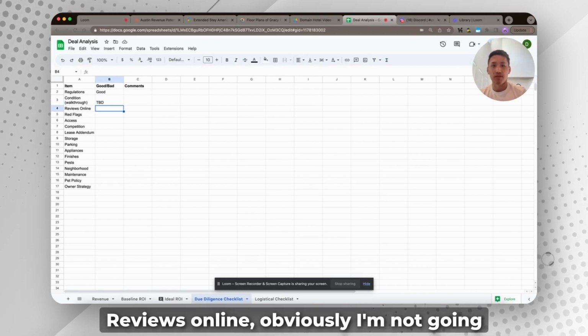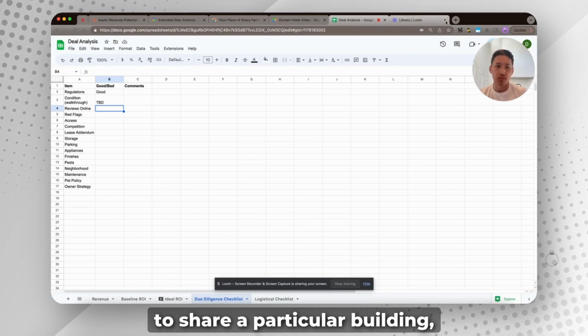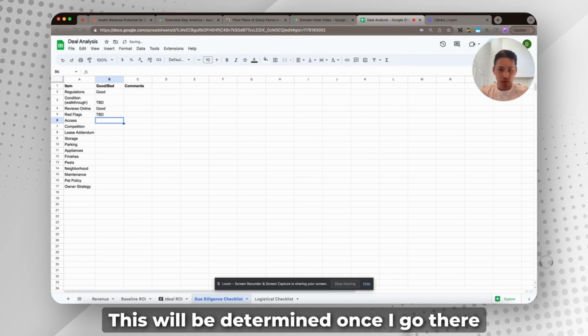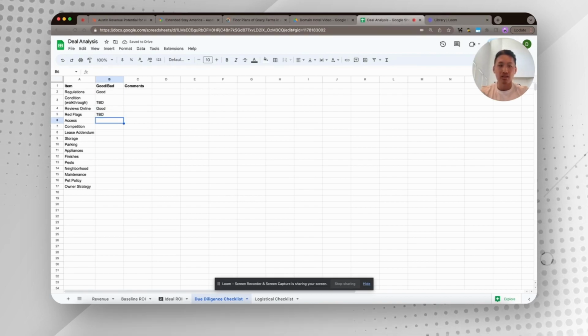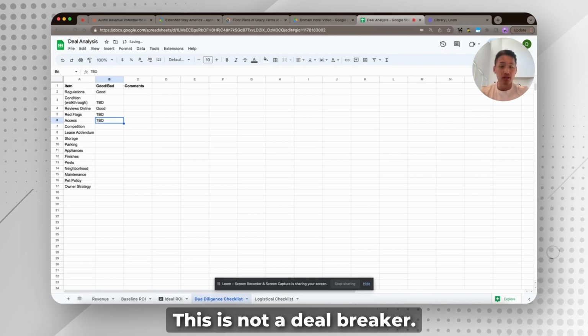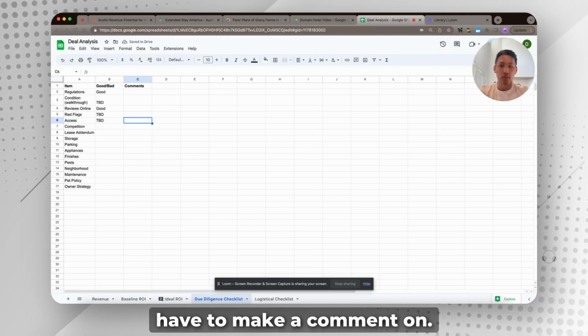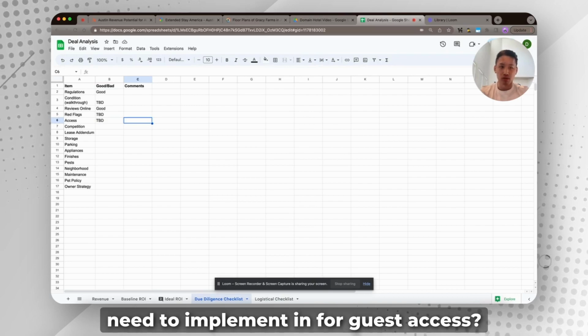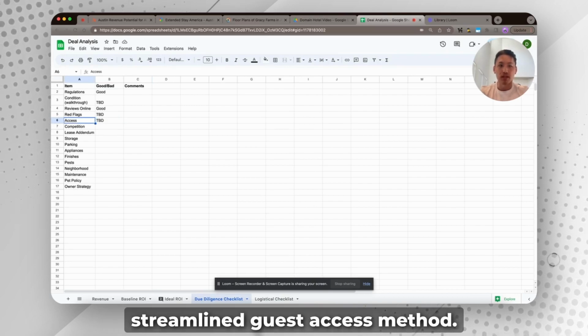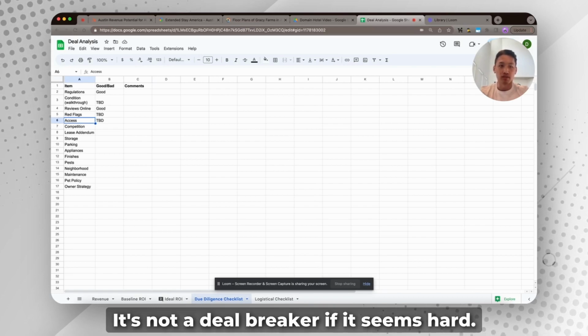Reviews online. Obviously, I'm not going to share the particular building, but the reviews look good. Any red flags? This will be determined once I go there and check everything out. Access. This is how your guests can access it. This is not a deal breaker. This is just something I have to comment on: what systems do I need to implement for guest access? There's always a way to implement a streamlined guest access method. It's not a deal breaker if it seems hard.